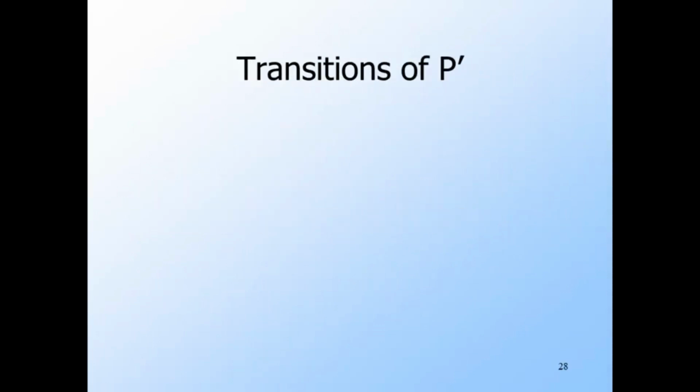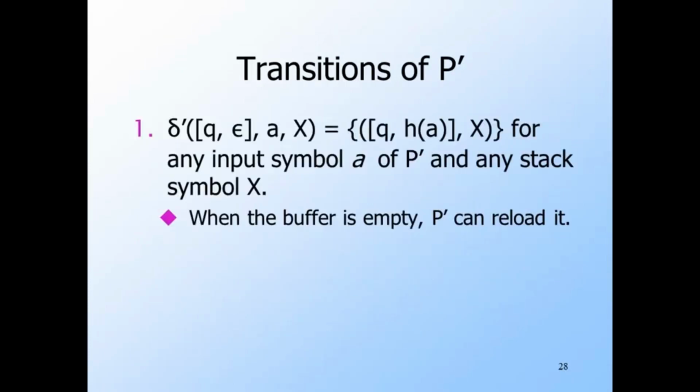Now we'll show how P prime simulates P by giving the transition function delta prime for P prime. The first type of transition allows P prime to read an input symbol A, which must not be epsilon, apply H to it, and store it in the buffer. The buffer of P prime must be empty for this to happen, although since P might be able to make moves with epsilon input, P prime is not forced to refill the buffer just because it is empty. It can also make moves without consuming its own input.